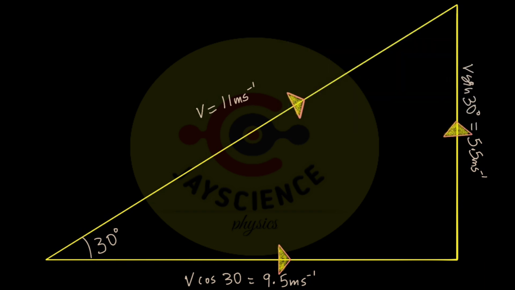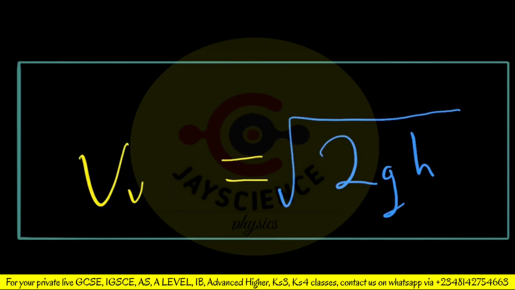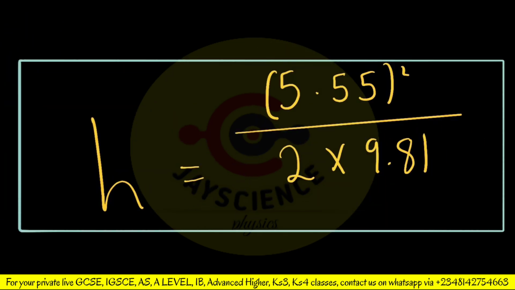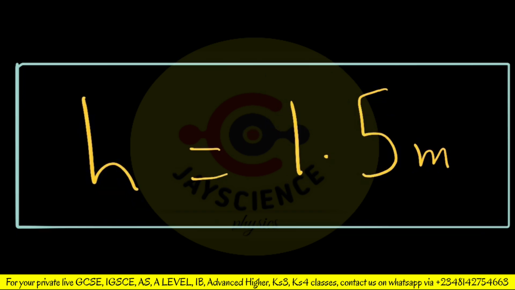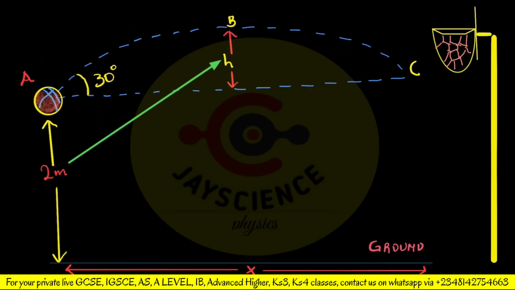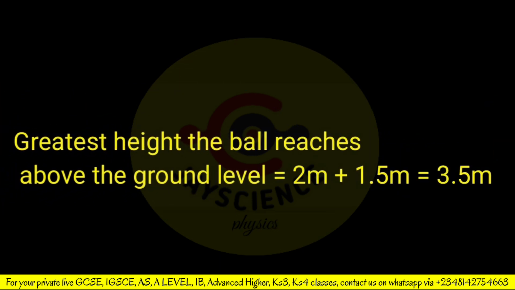To get your height, all you need to do is to use velocity equals root of 2gh. Make h the subject of the equation. You get 1.5. Add 1.5 to the height of the goals, that is 2 meters. 2 meters plus 1.5 gives you 3.5. That is the greatest height the ball reaches above the ground level.